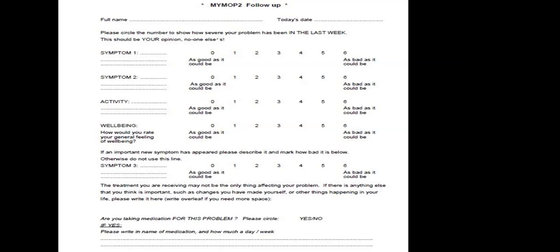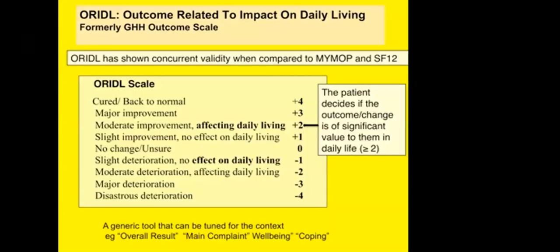One more thing: this MYMOP2 score is for one individual complaint. If patients are suffering from symptoms pertaining to multiple organs, then multiple MYMOP2 forms have to be used. But we have to identify the two most troublesome symptoms, and this is the patient-reported score, not the physician's. The patient has to report this form. It hardly takes 1 or 2 minutes, and we are also utilizing this in our daily practice in our OPD at the institute. All the chronic patients coming to our OPD, our doctors are filling in this form for everyone. And another is the outcome related to impact on daily living, the ORIDL scale.